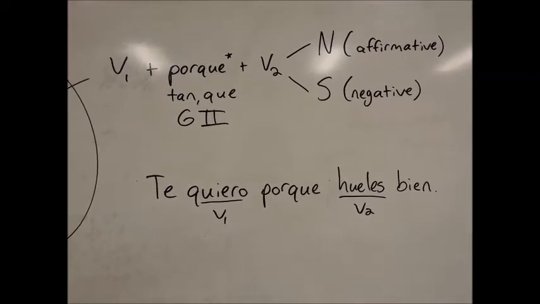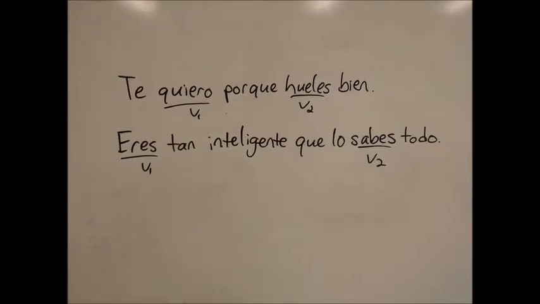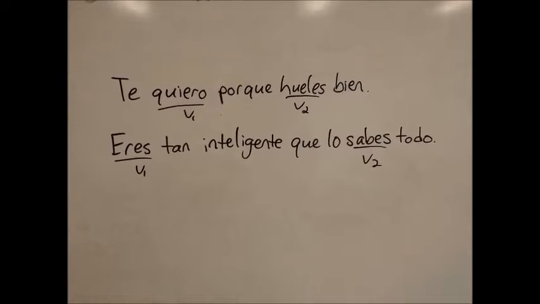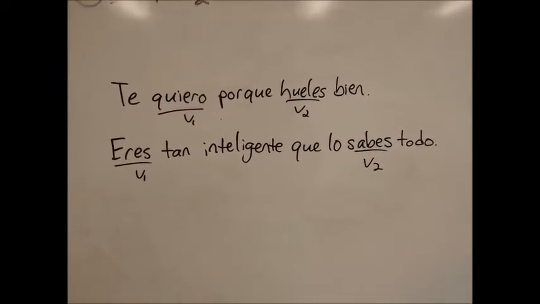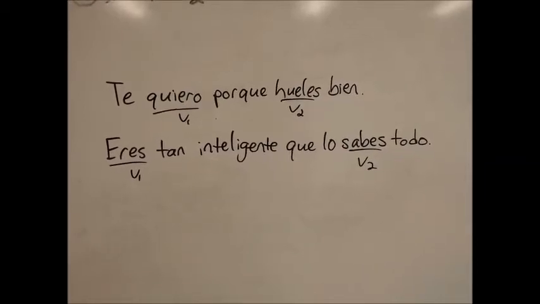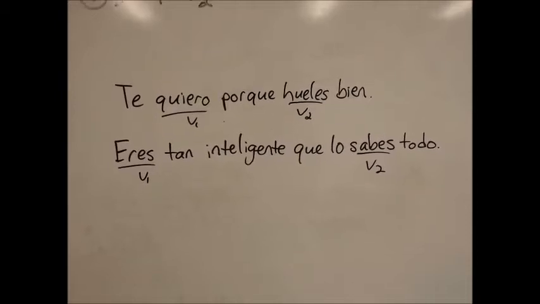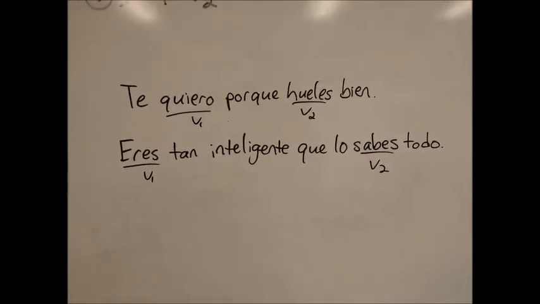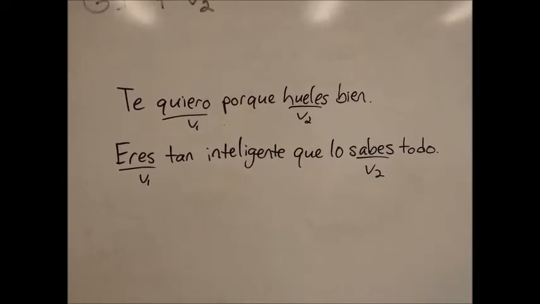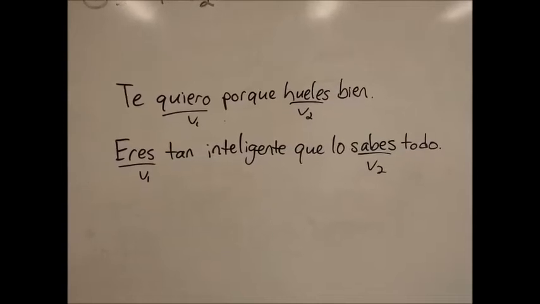But let's see more examples. Here's an example with tan que. Eres tan inteligente que lo sabes todo. Means you are so smart that you know everything. Tan means so, and que means that, so it's making some kind of comparison. You can also replace tan with tanto, tantas, tanta, etc. So this V1 is in the indicative, and so is the V2.